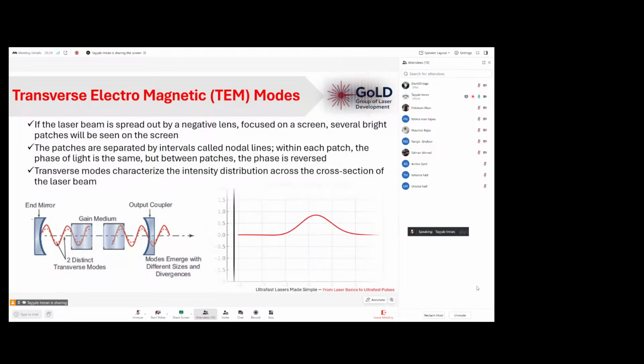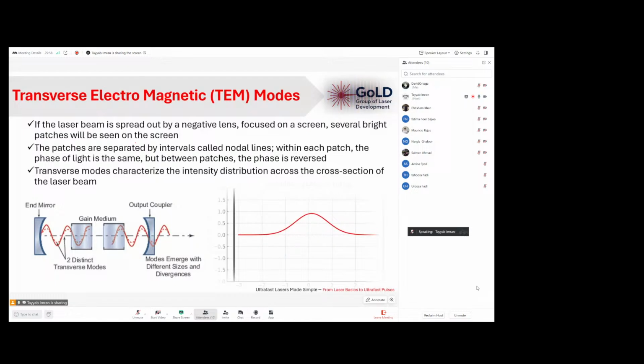If we have a cavity, and we use a concave lens, also called a negative lens, it expands your beam when it passes through, and we focus it somewhere, we can see these TEM modes.